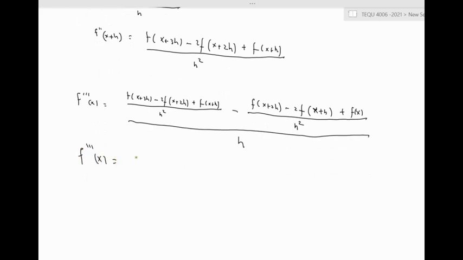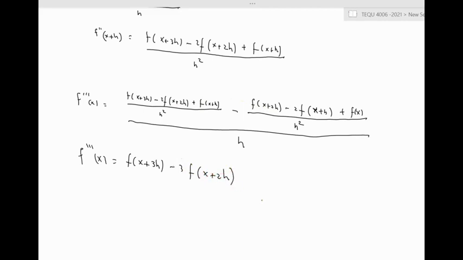So that means f of x plus 3h, there's nothing there. Now, this one is negative, and this one is negative as well. It's the same x plus 2h, same x plus 2h. That means minus 3f of x plus 2h.